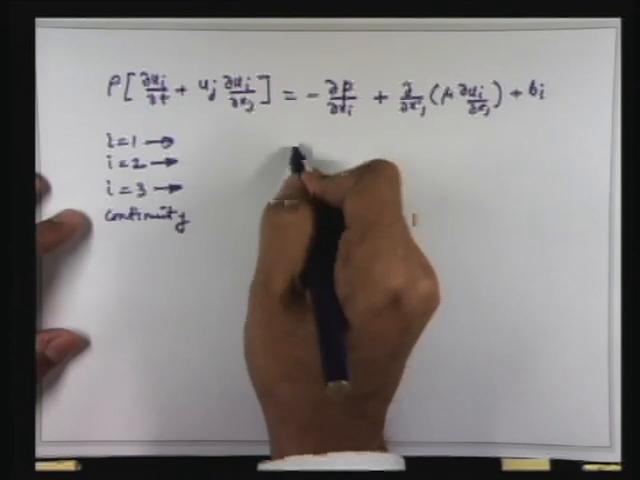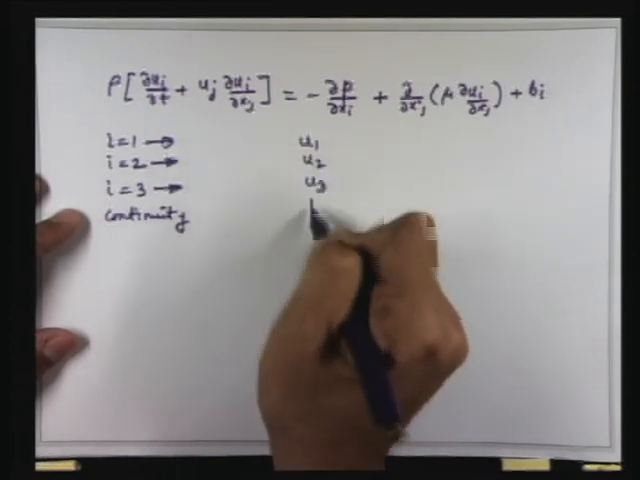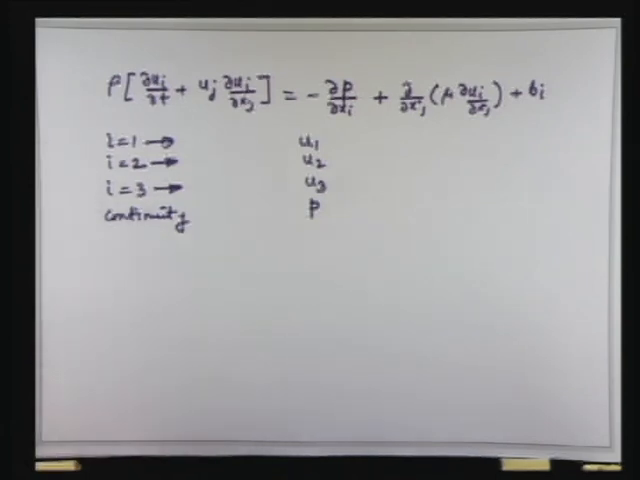So you have U1, U2, U3, pressure. What about rho? So rho need not be constant. For example, it could be a function of temperature, which is commonly there in natural convection. If rho is a function of temperature, you require to solve for the temperature field.